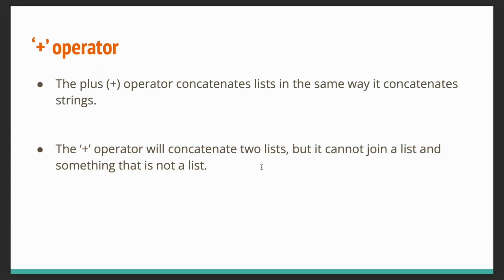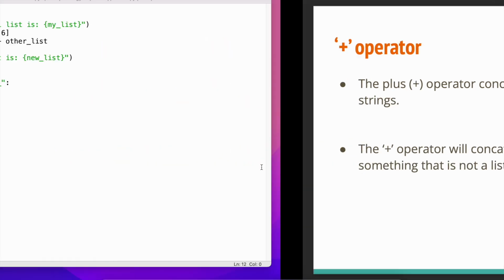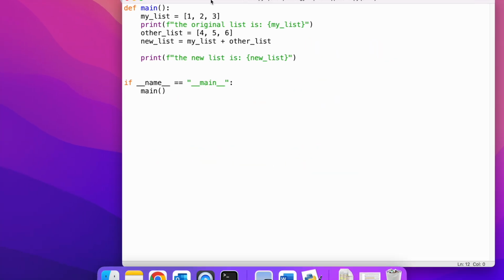For the plus operator, it is pretty easy. The plus operator concatenates lists in the same way it concatenates strings. But please know that we cannot join a list and something that is not a list, for example, an integer. So we can see it through an example.